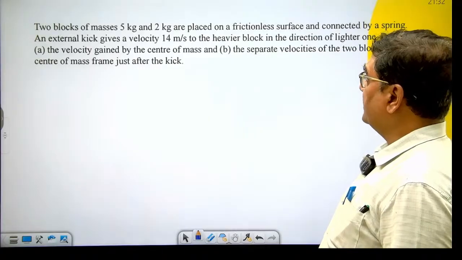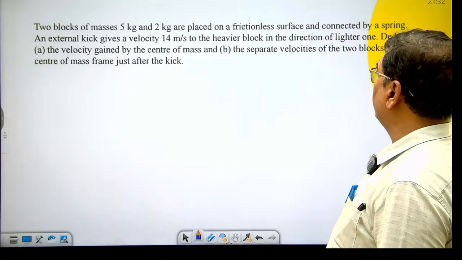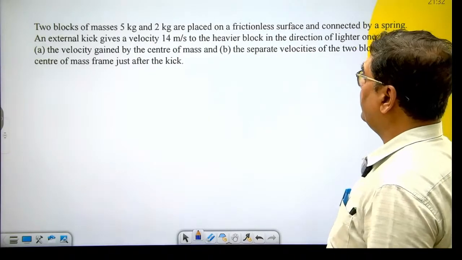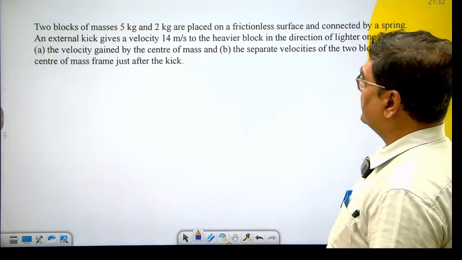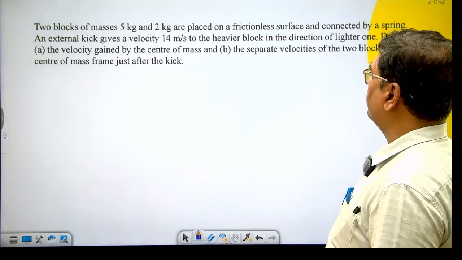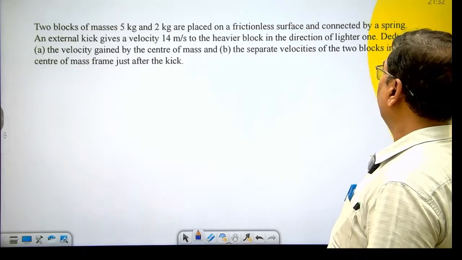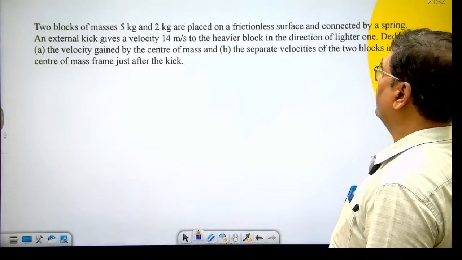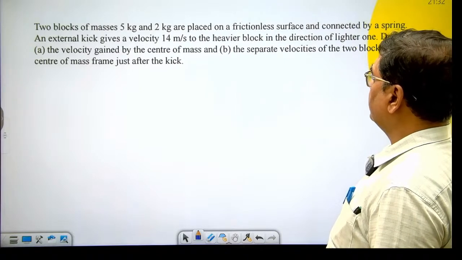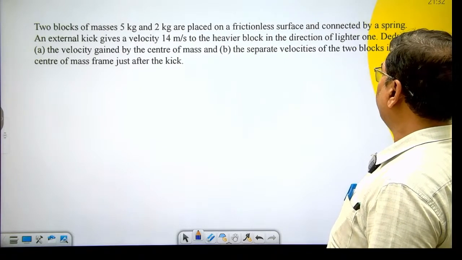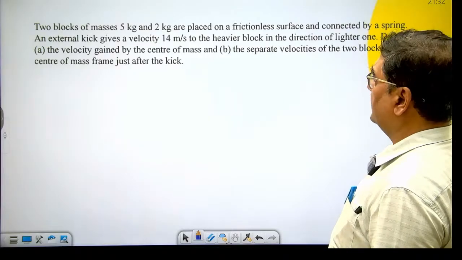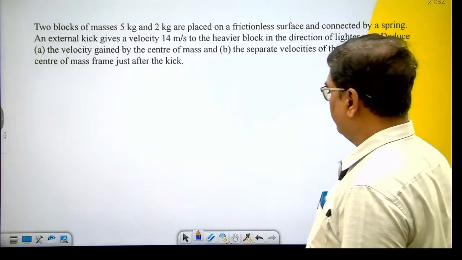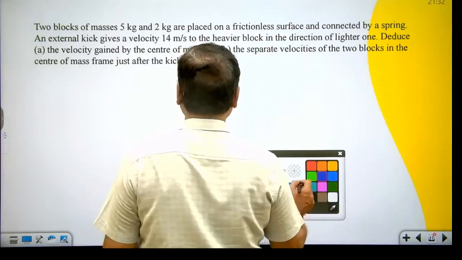Two blocks of masses 5 kg and 2 kg are placed on a frictionless surface and connected by a spring. An external kick gives a velocity 14 meter per second to the heavier block in the direction of the lighter one. Deduce the velocity gained by the center of mass, and the separate velocities of the two blocks in the center of mass frame just after the kick. Very simple question. See here. What is given?